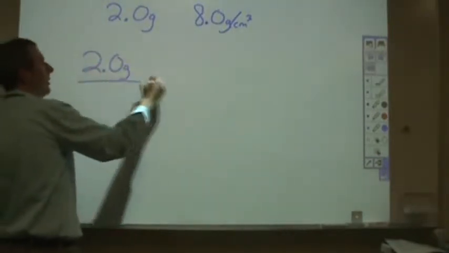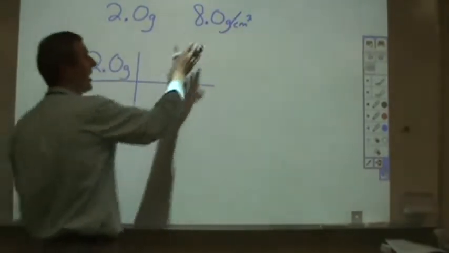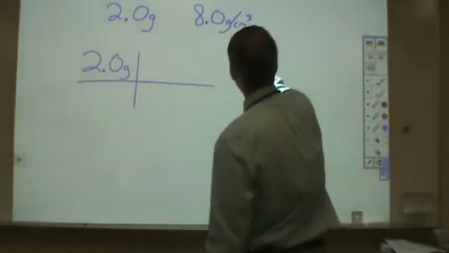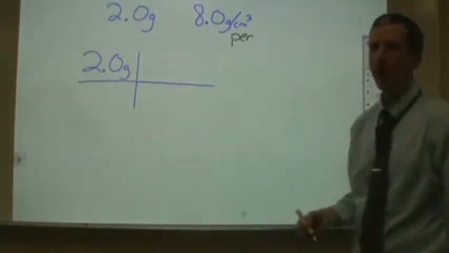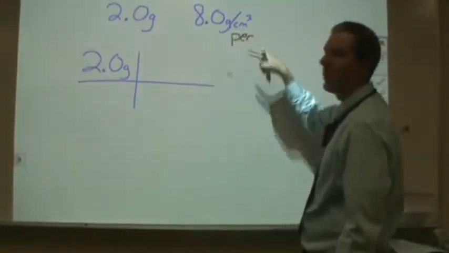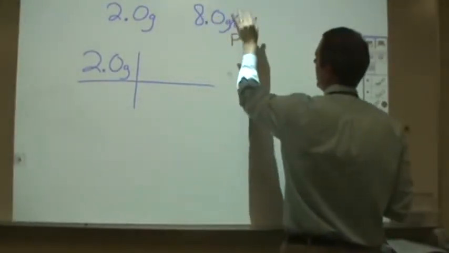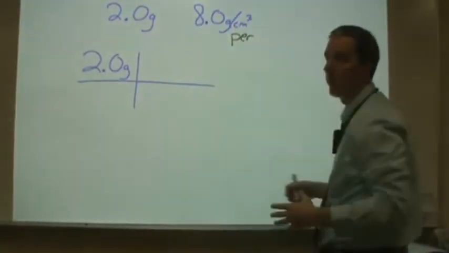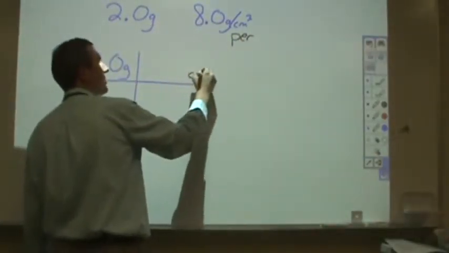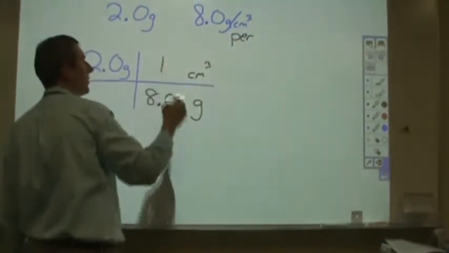2.0 grams is your given. That density is a conversion factor. This is saying 8 grams per centimeter cubed. Now, per is one of the things that a lot of people have missed in their schooling. What does per mean? Per means per 1. This says that 8 grams of the material is equivalent to 1 centimeter cubed of volume of that material. So there's an equivalency. There's a 1 here. 8 grams, 1 centimeter cubed is a unity. Okay? So I can use that as a conversion factor. I can plop grams down here, centimeters cubed here. Well, 8 goes with grams, and 1 goes with centimeters cubed.